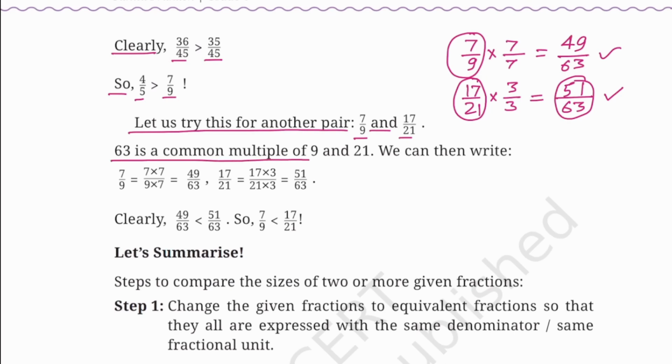63 is a common multiple of 9 and 21. We can then write 7 upon 9 is equal to 7 upon 9 multiplied by 7 upon 7 is equal to 49 upon 63. 17 upon 21 is equal to 17 upon 21 multiplied by 3 upon 3 is equal to 51 upon 63. Clearly, 49 upon 63 is less than 51 upon 63. So, 7 upon 9 is less than 17 upon 21.